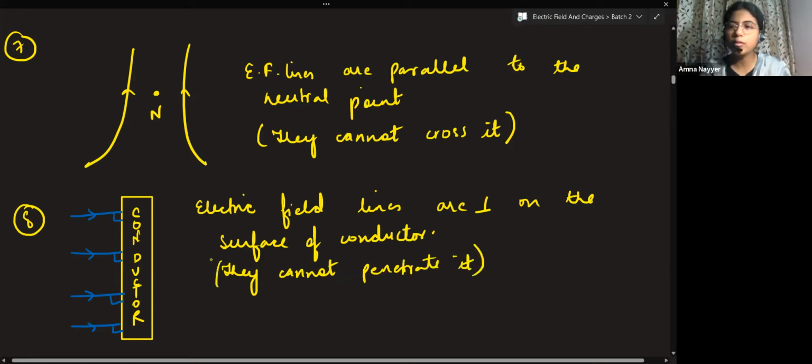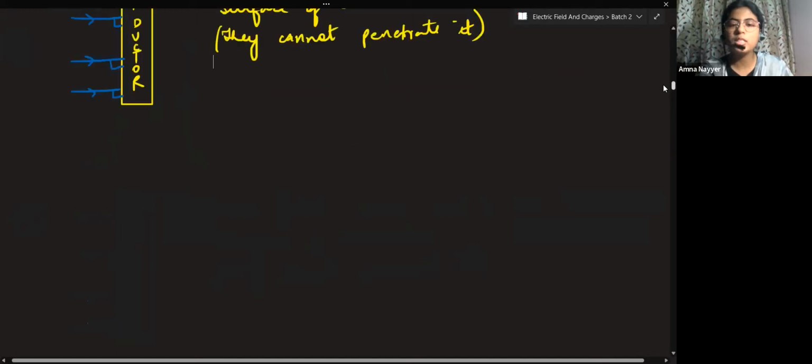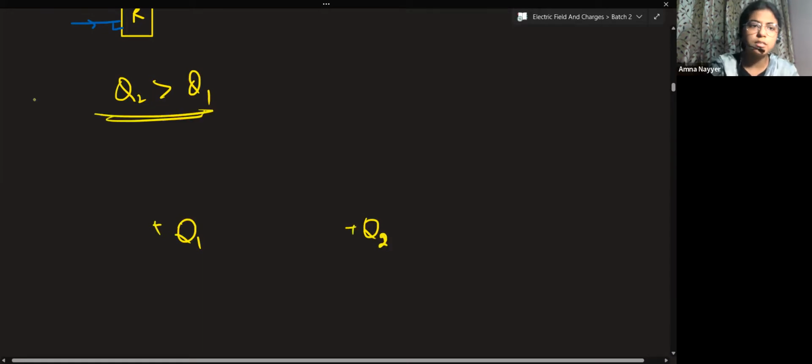Now one more thing, when I was telling you about when a positive and negative charge is kept together. So remember, if charges are kept together and both of them have different magnitudes, let's say Q2 is greater than Q1. You have Q1 with you, you have Q2 with you. Both of these are positive charges. And if I give you a condition where Q2 is having the magnitude greater than Q1, always remember, the neutral point lies near the charge which is having the lesser magnitude. So this will be your neutral point. So electric field lines will be parallel to it in this manner.